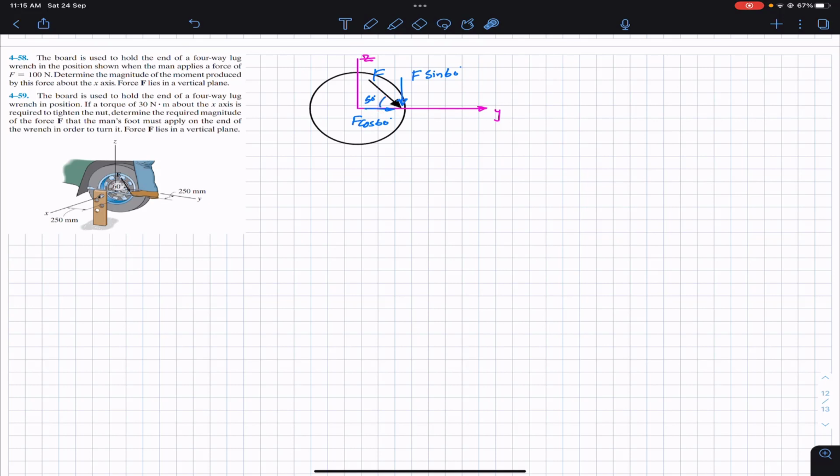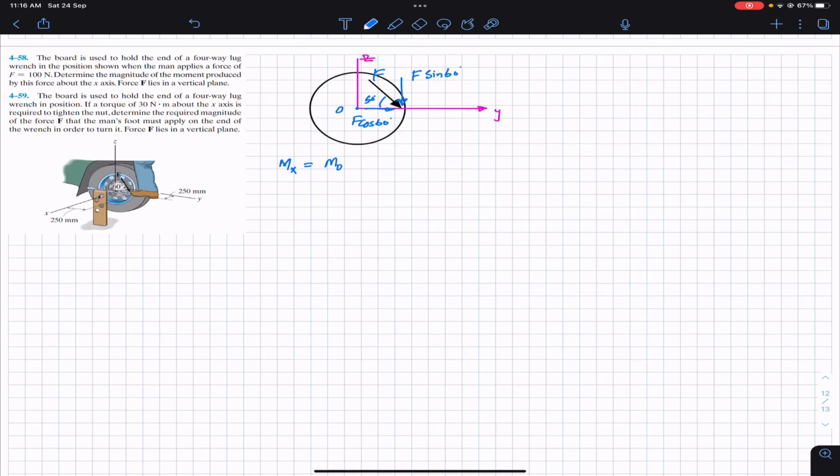So we can resolve this force F into its components. We will have two components. This one is the cos component, this one is the sine component. So in the first problem, we are required to determine the magnitude of the moment produced about the x-axis. Let's say that the center of the tire is represented by O. If we find the moment about point O in this free body diagram, that will be equal to the moment about x-axis. So let me write that the moment about x-axis will be equal to the moment about point O.